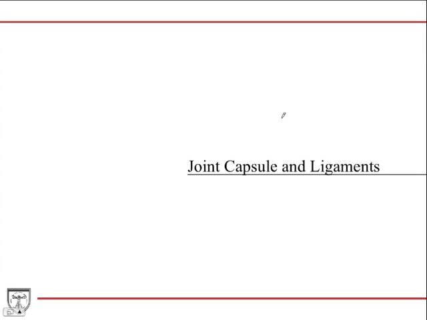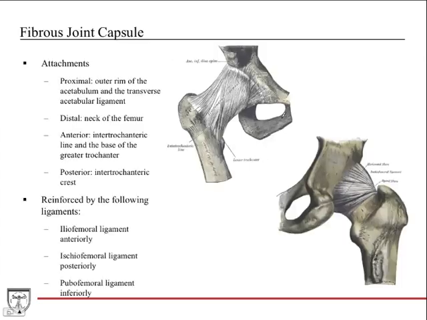Alright, so now we're going to talk about the hip joint capsule and some of the ligaments involved. So first, the fibrous joint capsule, the attachments. Proximally, it's the outer rim of the acetabulum, so you can see that here and here, and the transverse acetabular ligament, which would be down in here. Distally, it's the neck of the femur, so again, you can see that right here and right here. And then anterior would be the intertrochanteric line and the base of the greater trochanter, so that would be right here. Here's that intertrochanteric line that connects the greater trochanter with the lesser trochanter. It's labeled nicely here for us.